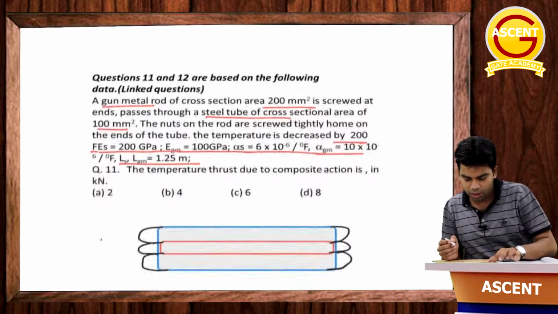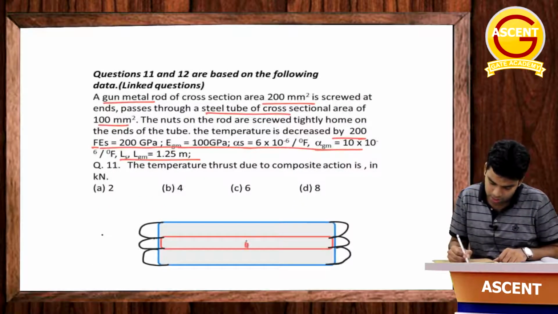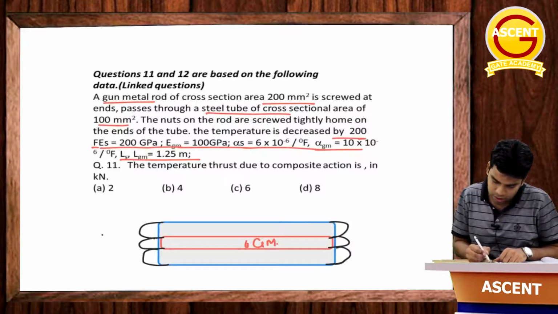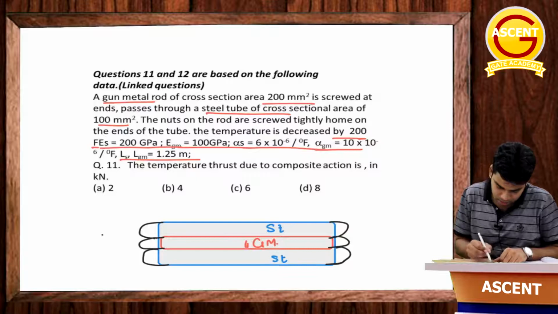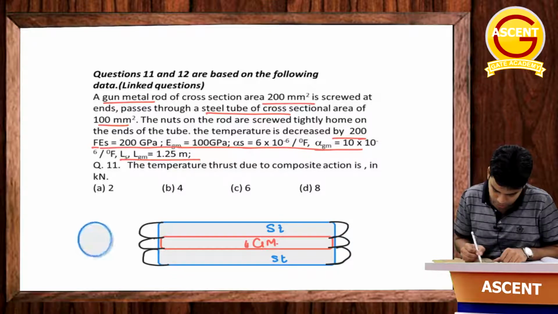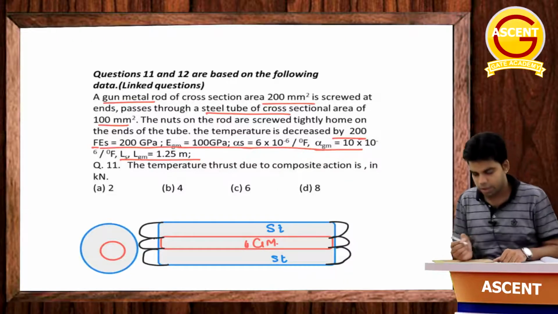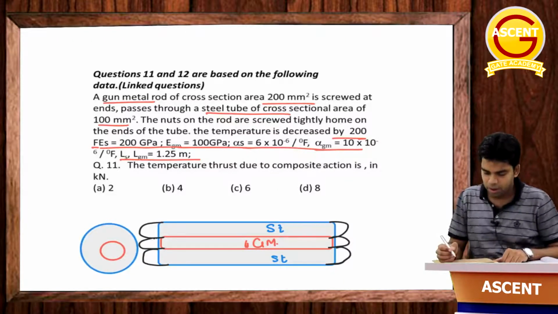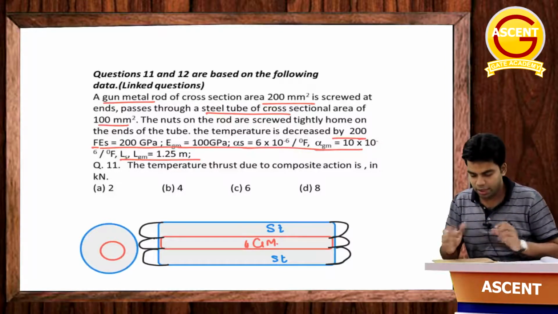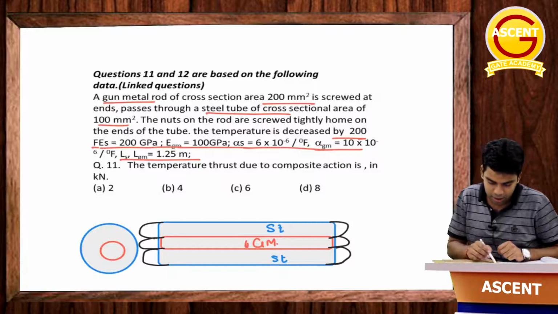Okay, so we are having a gunmetal rod. This is the gunmetal. Okay, this is screwed on the steel tube. So this outer tube is a steel tube. अगर मैं इसका cross section दिखाऊँ, it would be like this. Getting this? Okay, so this would be the cross section area. That means एक steel की tube है and inside there is a gunmetal. Okay, now the temperature thrust we have to calculate.